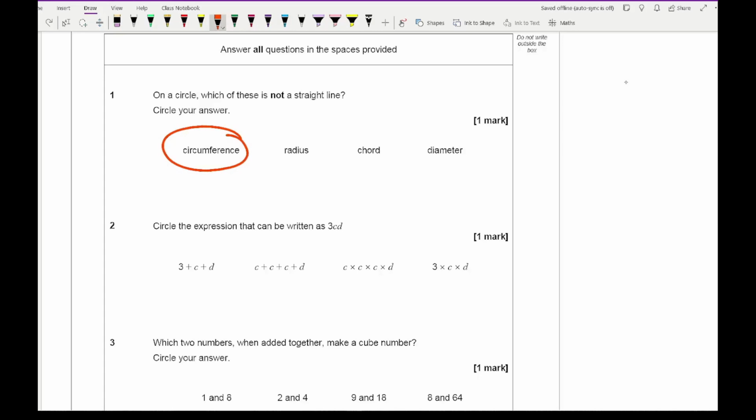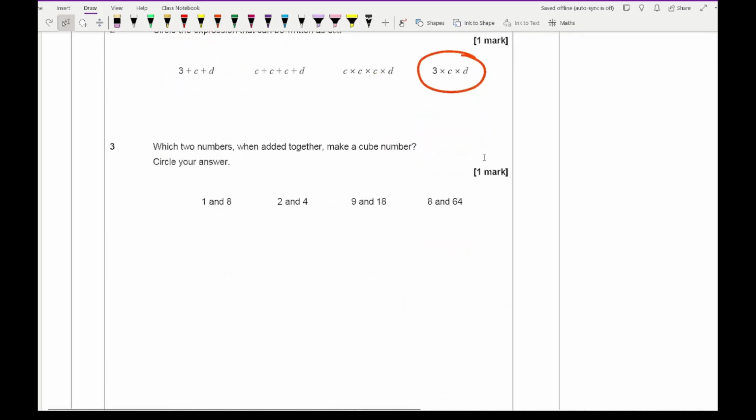And question 2 says circle the expression which can be written as 3CD. Now when you've got this, it just means when there's no symbol in between, they're just being multiplied, so that's the same as those two, and the order doesn't make a difference in which you're multiplying, but the correct answer you should have highlighted is the last one.